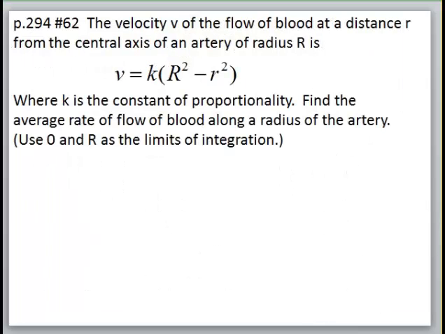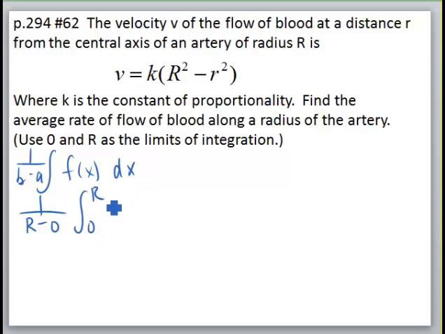My last example is asking me to find the average rate of flow. So this is asking me to use the average value theorem. So 1 over b minus a, integral of f of x dx. A happened to be 0 and b is r, so I'm going to be doing r minus 0, from 0 to r, of the function k big R squared minus little r squared dr. Now I'm taking this with respect to little r here.